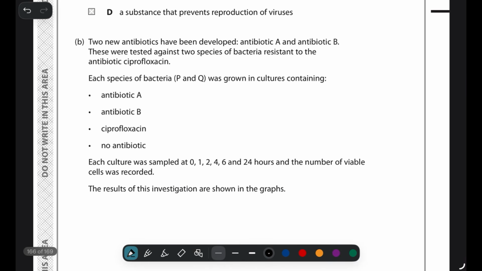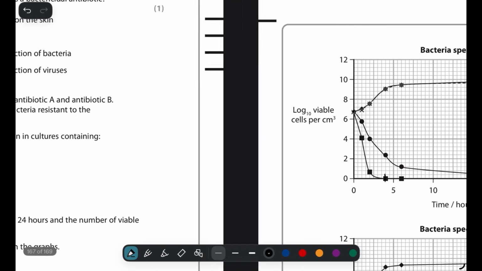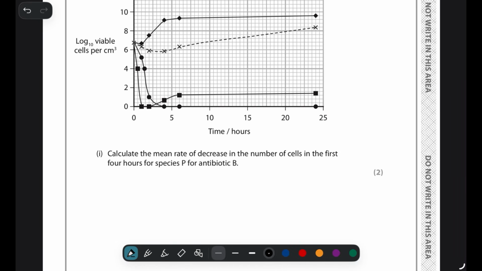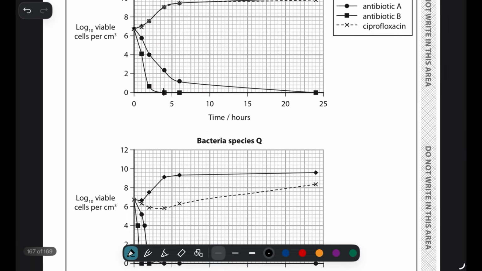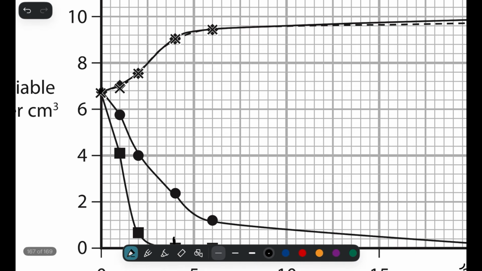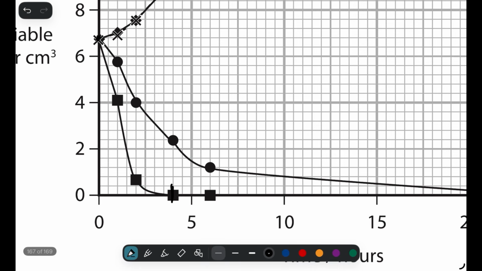Now, we actually go into the practical. So they've developed antibiotic A and B, and they are tested against 2 species of bacteria resistant to ciprofloxacin. So they're describing the practical method here. We might have to go back to this later, but I can see the results here. So what I'm going to ask is the mean rate of decrease in the number of cells in the first 4 hours for species P and antibiotic B. So I'm just looking here, species P, let's look at this graph. Antibiotic B is the squares. So in the first 4 hours, we need to cut it off, it's here.